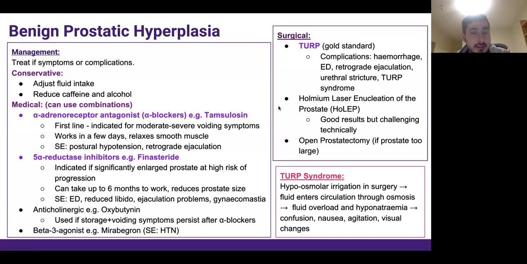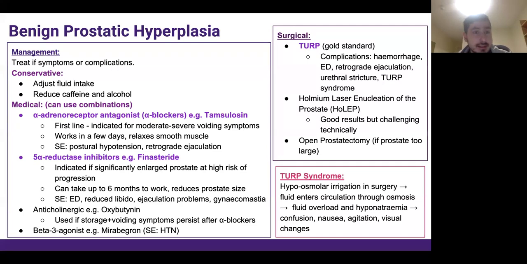As always, conservative management begins with reducing fluid intake, reducing caffeine and alcohol, but the medical management is the key thing you'll need to remember here. So we start with alpha antagonists, and the key one is tamsulosin, but you might also rarely find doxazosin on patients' drug history. So how does this work?